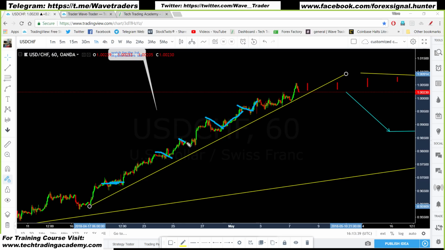Correction, short-term buy, correction, short-term buy. Yeah, another correction, short-term buy. It can do that, the way it is doing. What you guys need to look for is stronger sell.